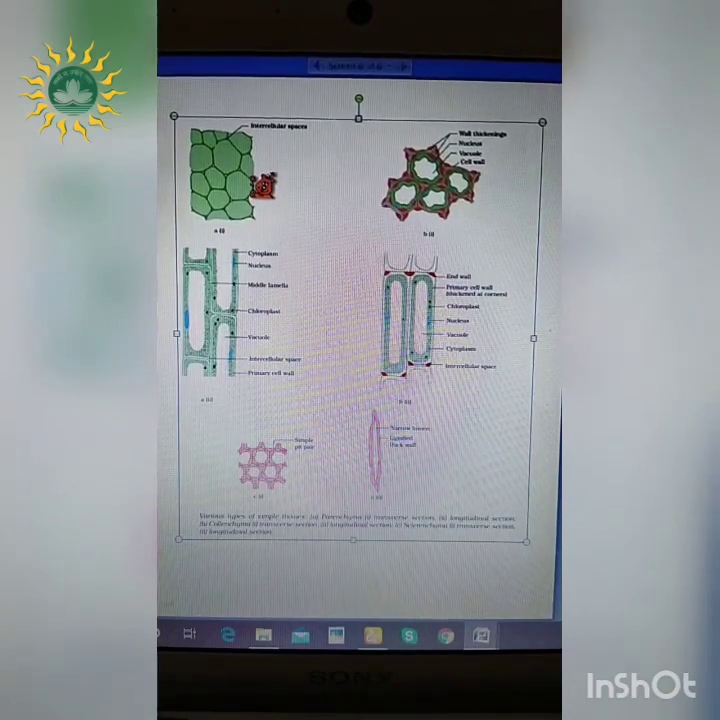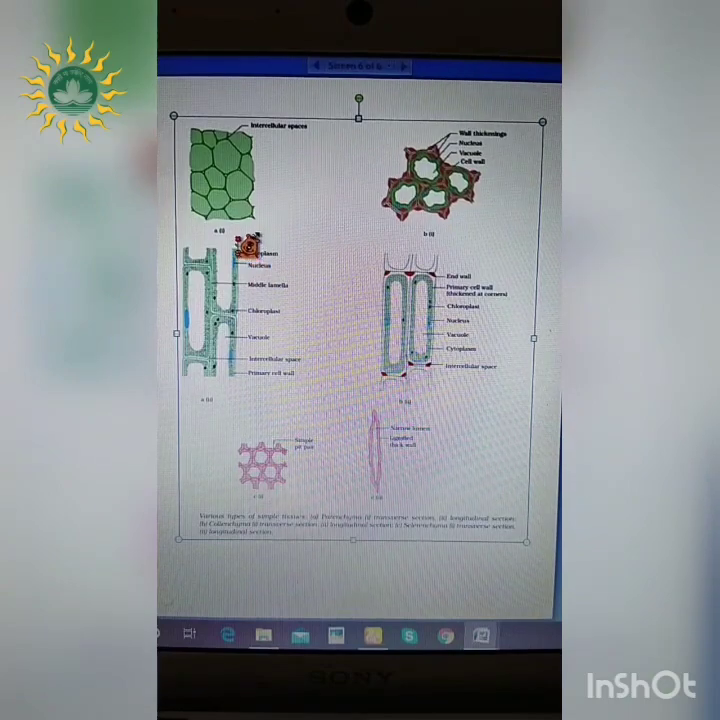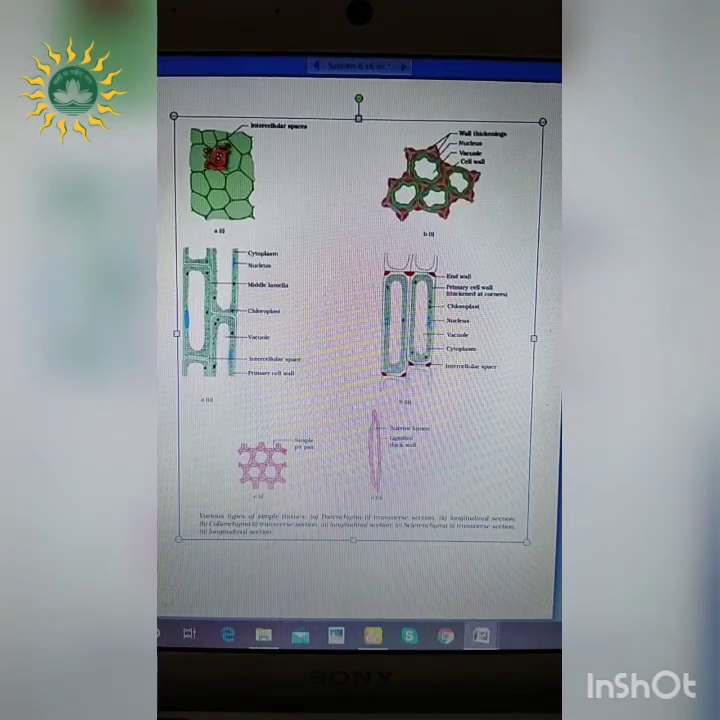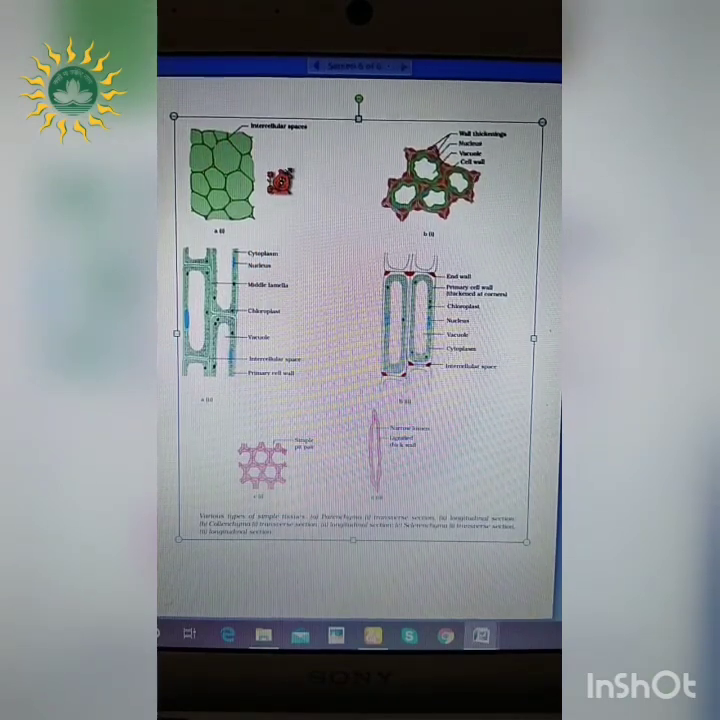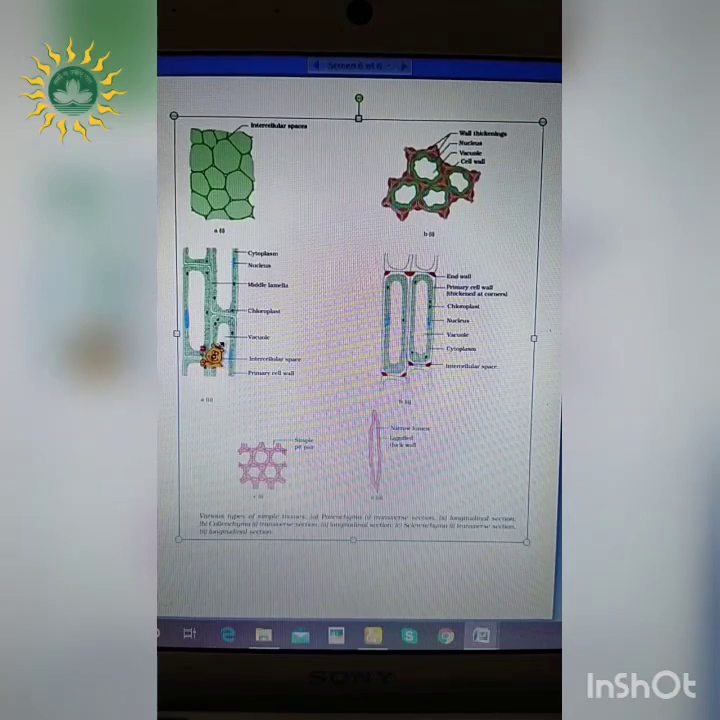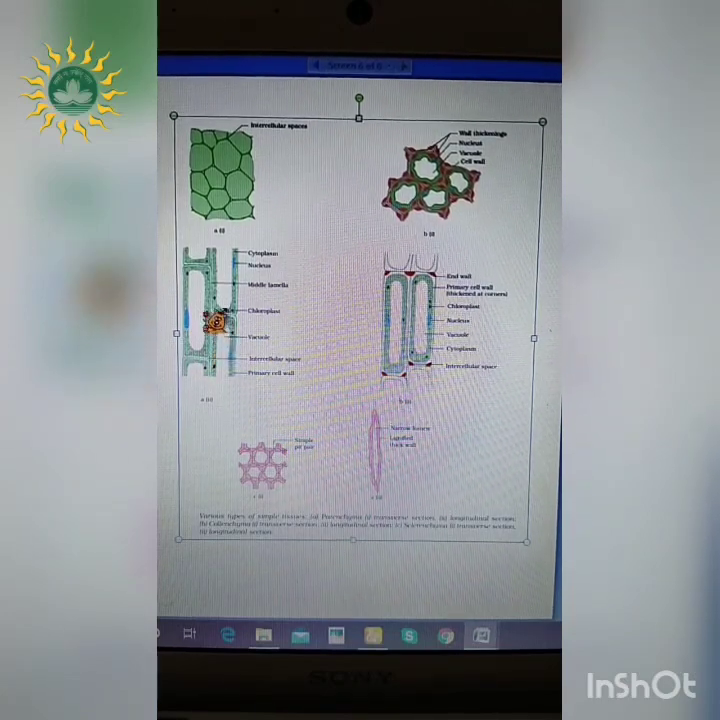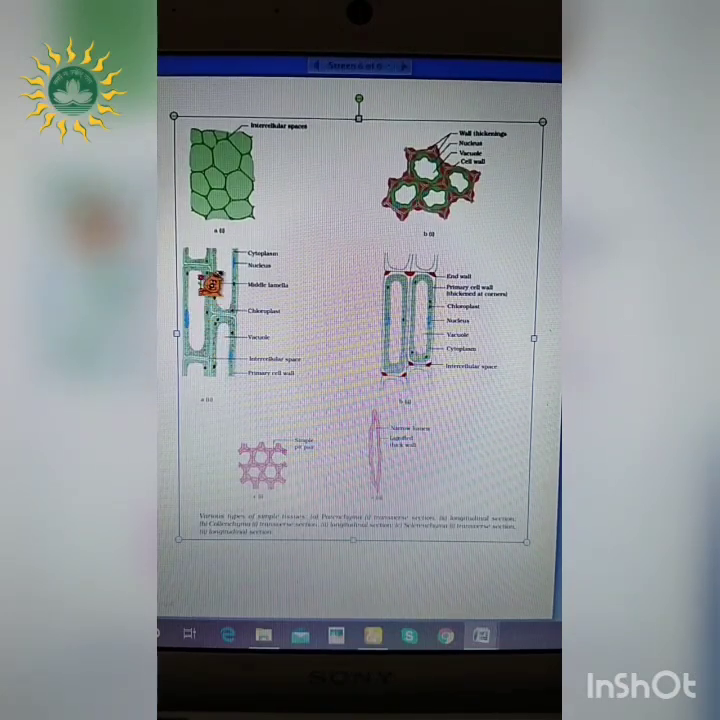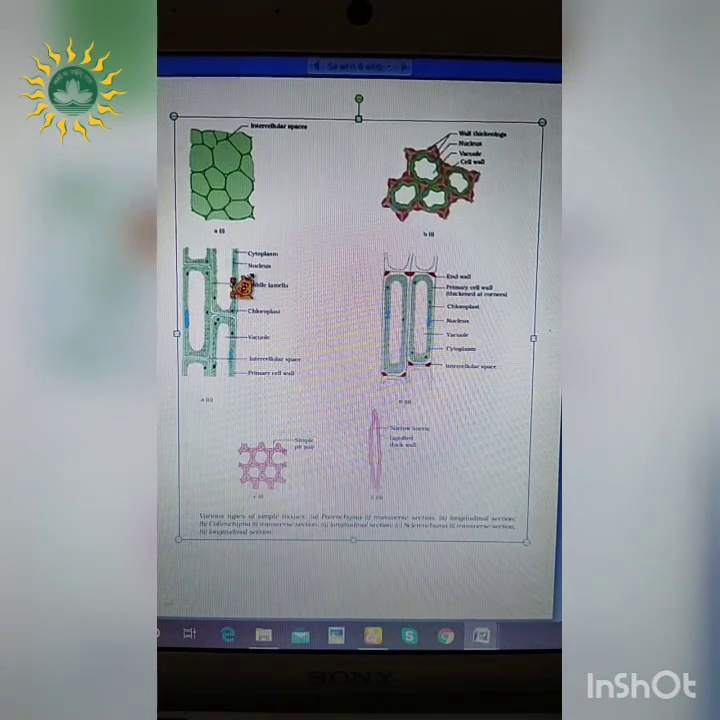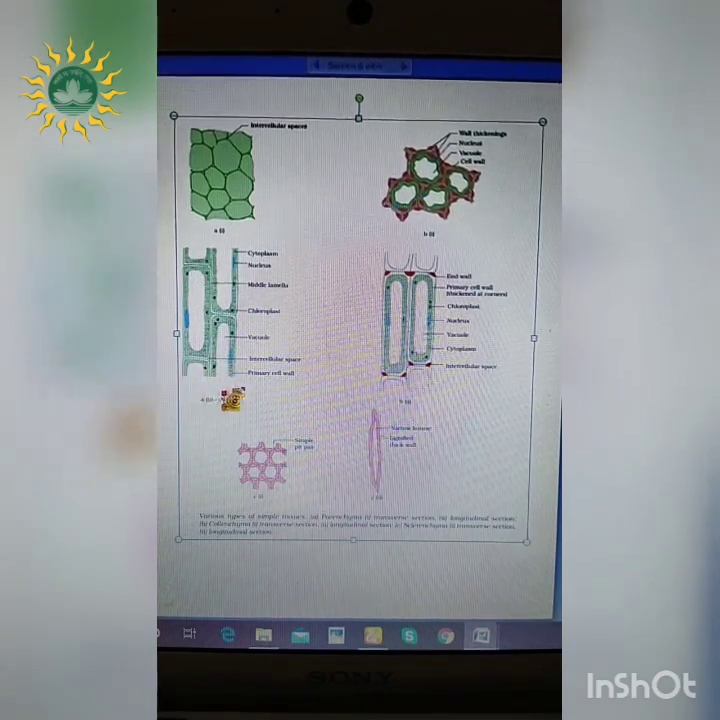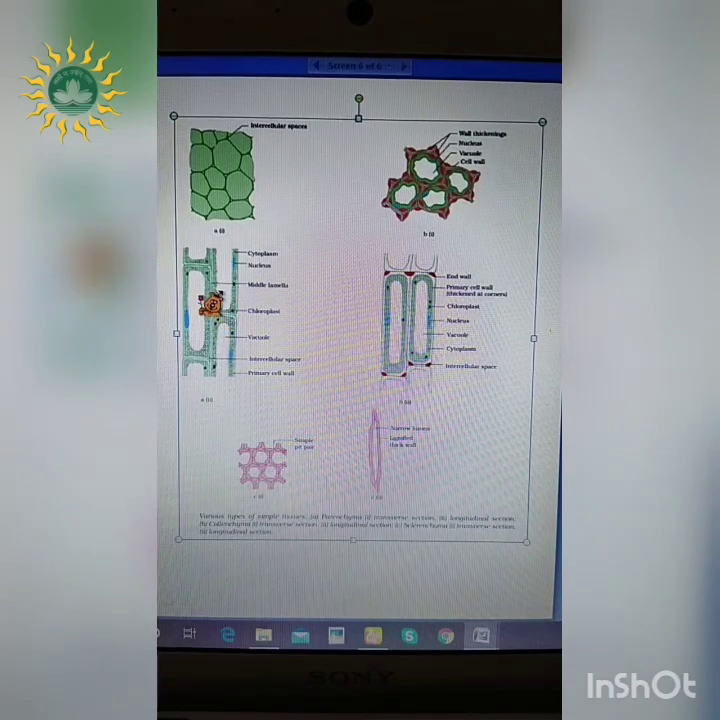So firstly, coming to parenchyma, from the diagram you can see that the intercellular spaces are prominent over here, and you can see the vacuoles are large, okay, and the chloroplast is also present in addition to the cytoplasm as well as the nucleus. So these things are present within this parenchyma.